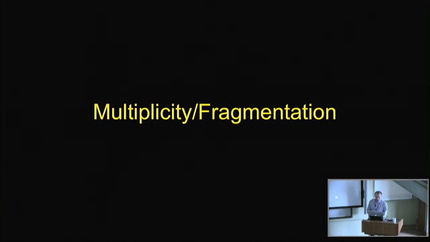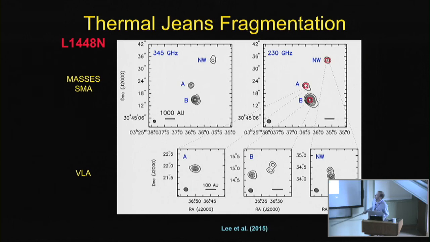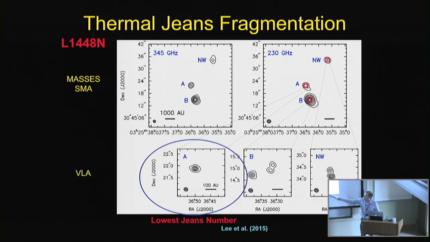So going on to multiplicity and fragmentation. I'm not going to talk too much about this, but the idea is we have something we define as a thermal Jeans mass. If something's above the thermal Jeans mass, we expect it to be able to fragment, and we define something called a Jeans number. The higher the mass, the more likely it's going to fragment. And we have actually seen that in these small areas in Katherine Lee's 2015 paper, that sources with lower Jeans numbers fragment less compared to sources with higher Jeans numbers. So this has a lower Jeans number.